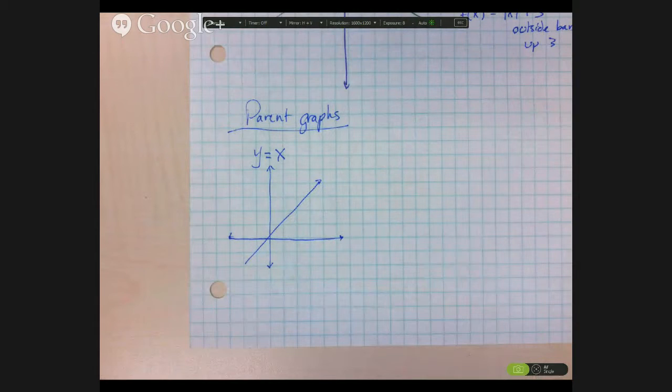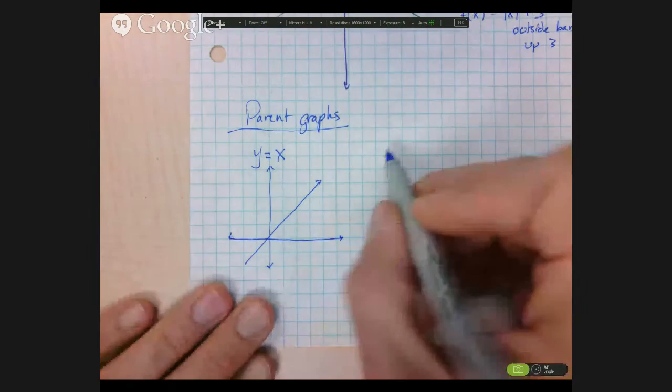I went through all these yesterday with you. Do you still want me to write them down? X squared, x cubed, x yada yada yada. I'll write down the biggies.